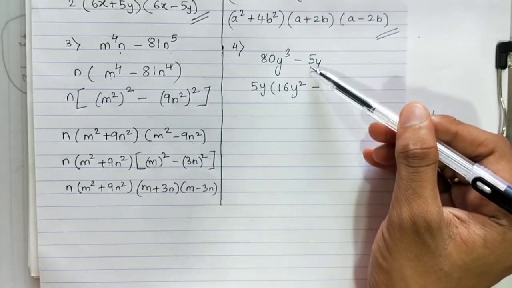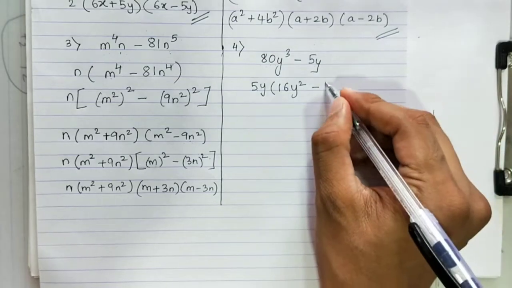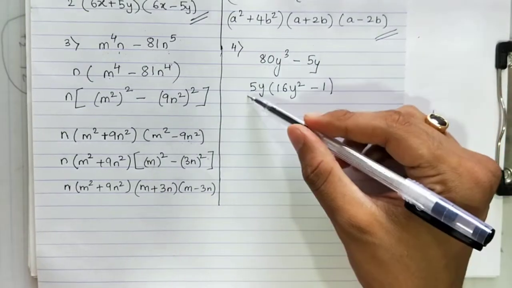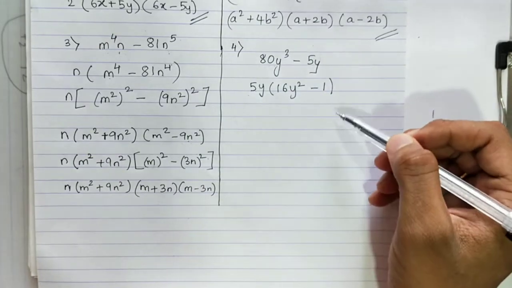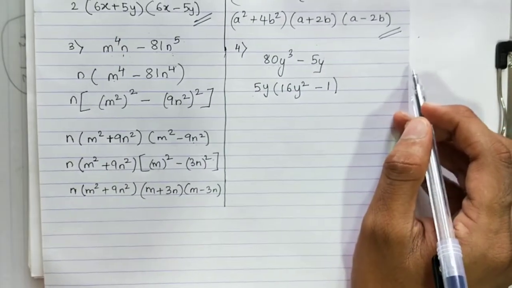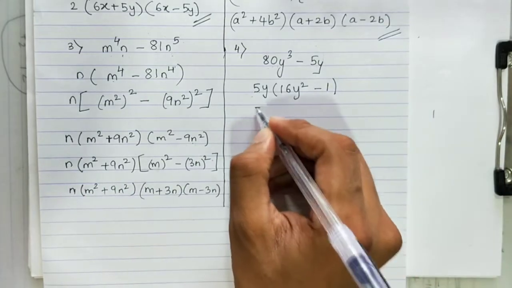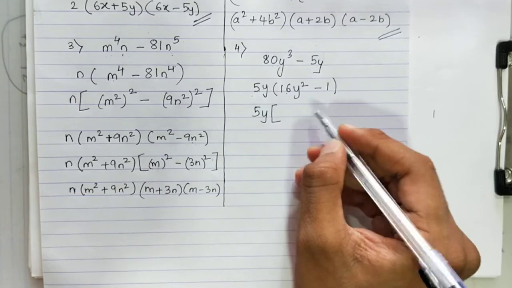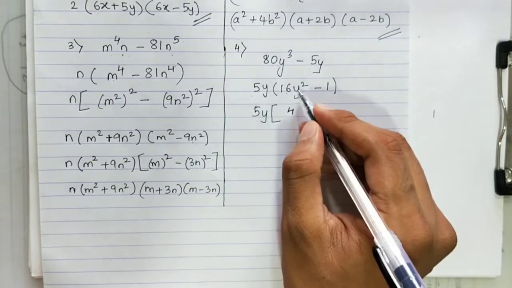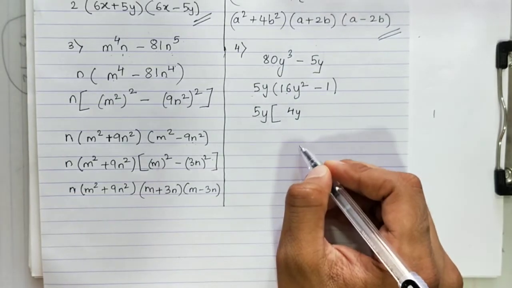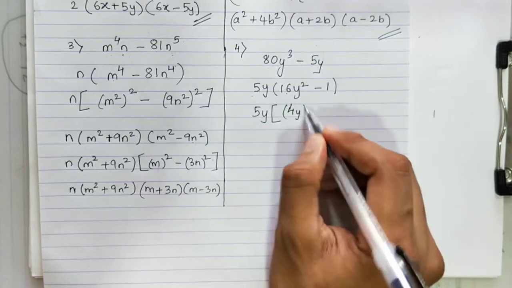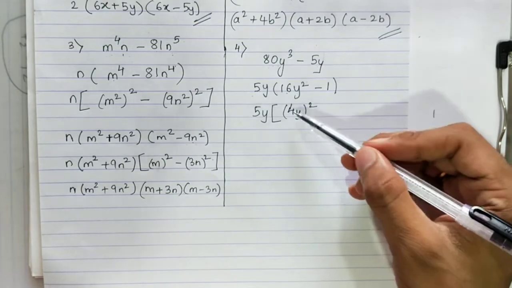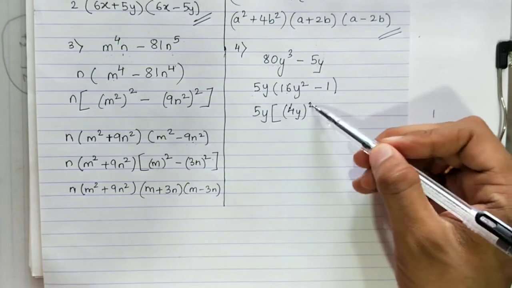If nothing remains, we write 1. Always remember, when the entire term is taken common, we write 1. We never write 0. Okay? Now, 16 is a square of which number? 4. And y square is the square of y. So I will write 16y square as 4y the whole square. Correct? See, 4 square is 16, y square is here.